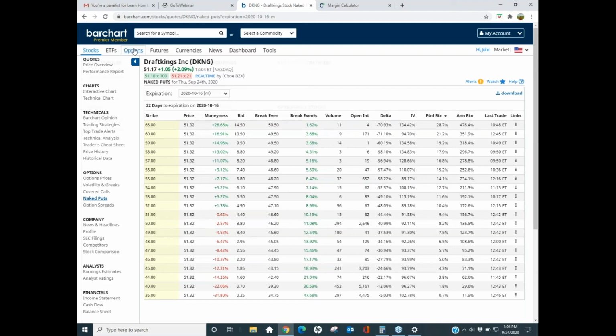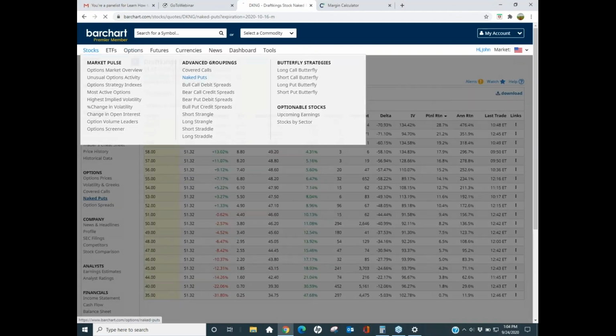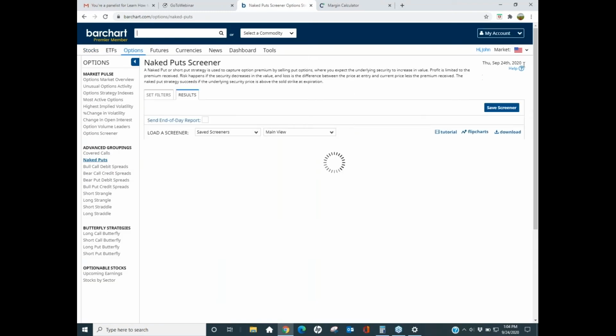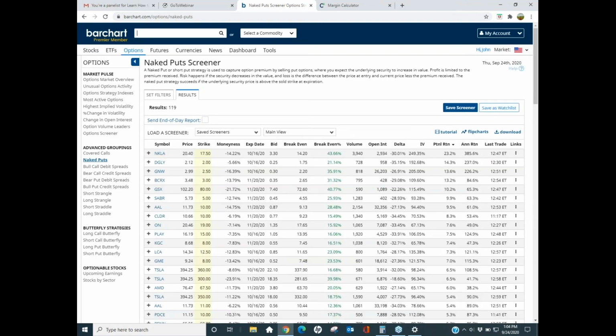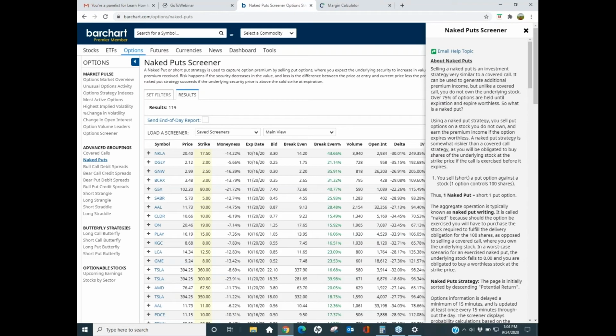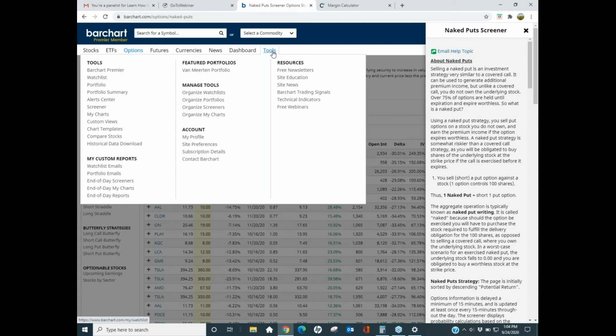All right, so let's get into the meat and potatoes of this. What is our naked put strategy? Selling a naked put is an investment strategy that's very similar to our covered calls strategy. A naked put strategy allows you to sell a put on a stock that we don't own, hence naked, right? And you earn premium income if that option expires worthless.